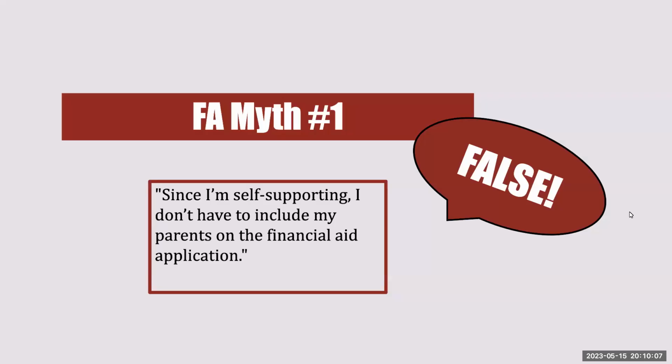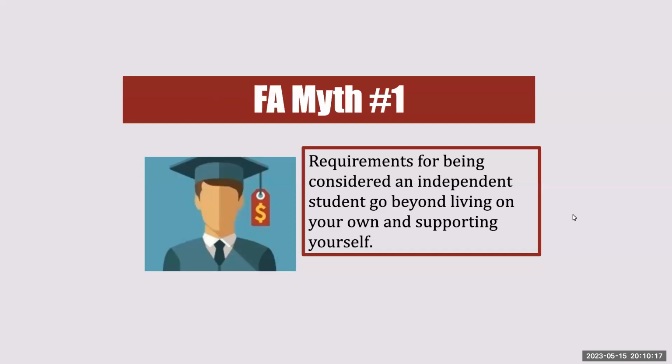So we have another myth here. Since I'm self-supporting, I don't have to include my parents on the financial aid application. And as you see on the screen, that is false. Requirements for being considered an independent student go beyond living on your own and supporting yourself. Just like we've talked about, there are dependency questions asked on each of these applications that will help you determine whether you are considered dependent or independent. Now, if you don't believe the assessment is accurate, you can always contact our office for additional options.